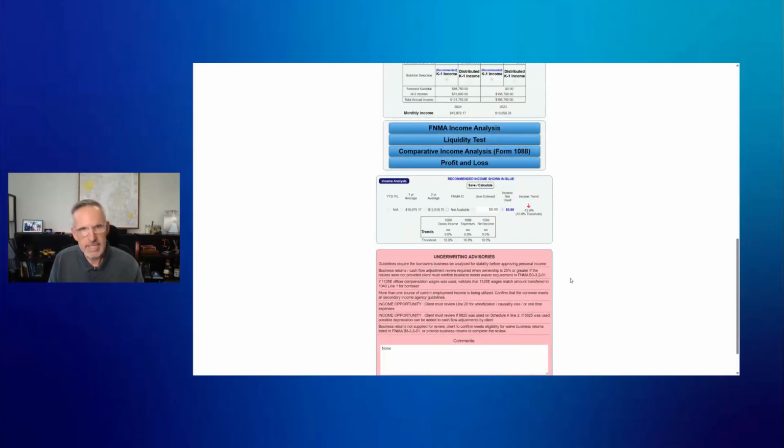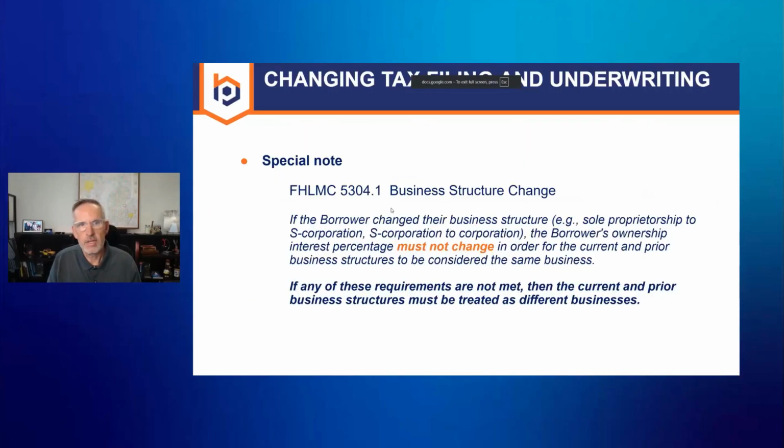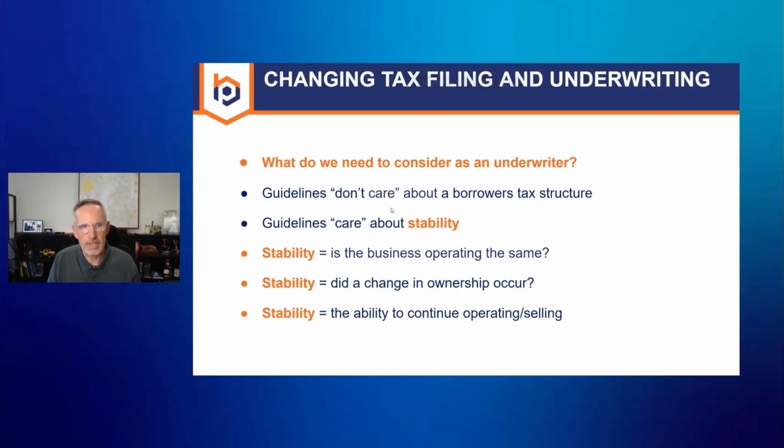So going back to the slides, reiterating a couple points. All right, so we got to go back and remember the key points here, right? Stability, stability, stability. If you remember any slide in here, this is what we're trying to do. We don't care about tax structure, we care about stability. Is the business operating the same? Is there a change of ownership that would have affected my stability? And does this change allow me to keep operating?